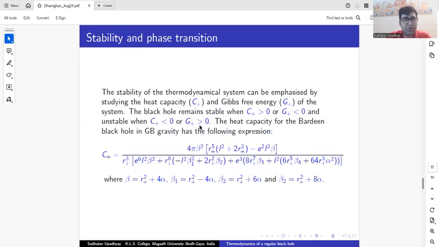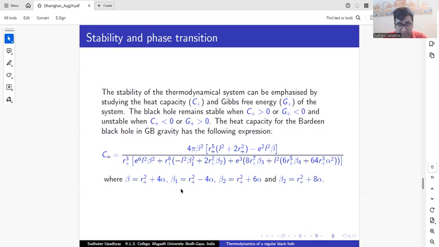And now what we do, we calculate the stability. Stability, you can see, can be checked by calculating the specific heat or Gibbs free energy. Here we see that a black hole remains stable for positive heat capacity or negative Gibbs free energy. And the black hole will be in the unstable state when your specific heat is negative or Gibbs free energy is positive. So if you calculate the heat capacity for the Bardeen black hole in the Gauss-Bonnet gravity, the expression we will find is this.